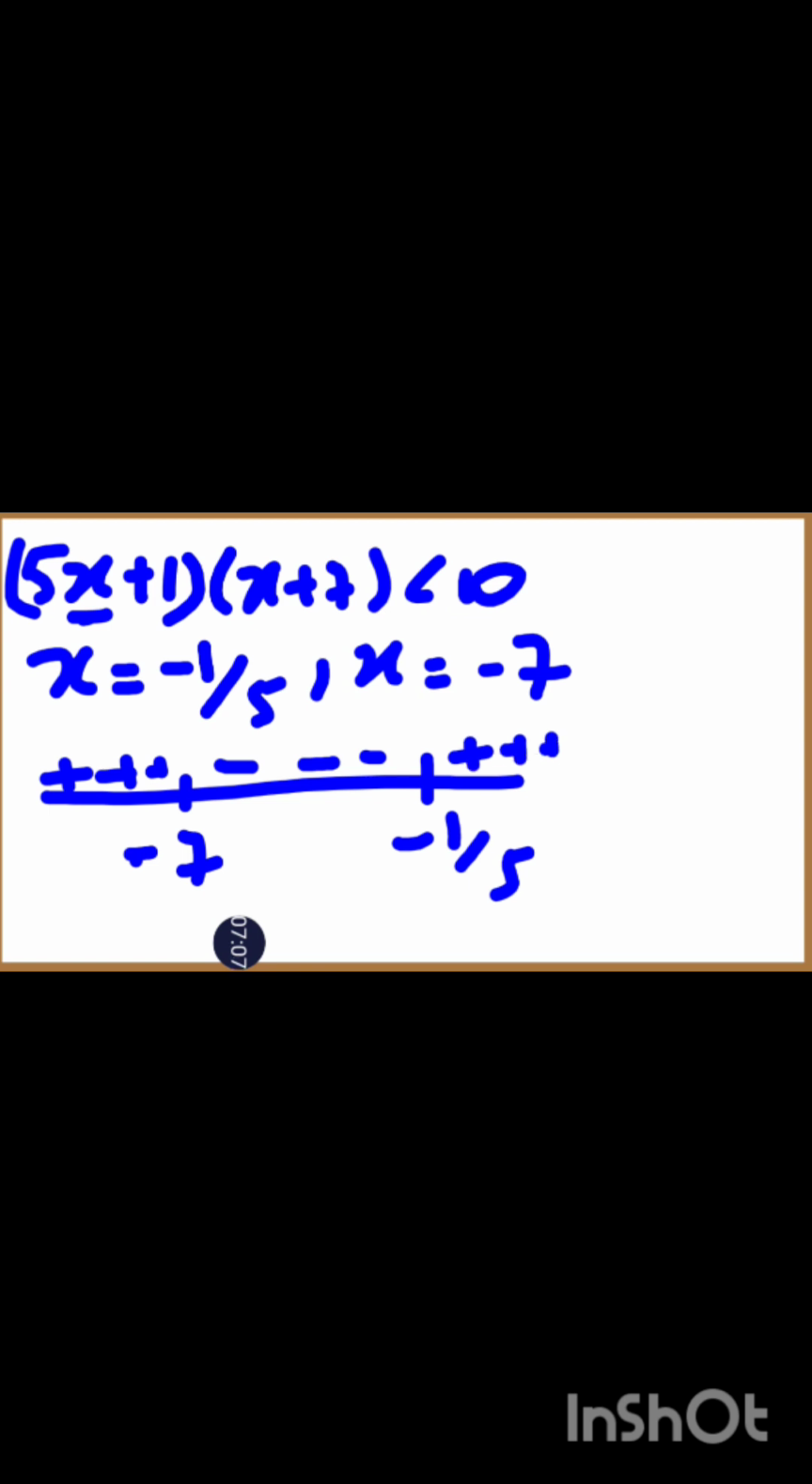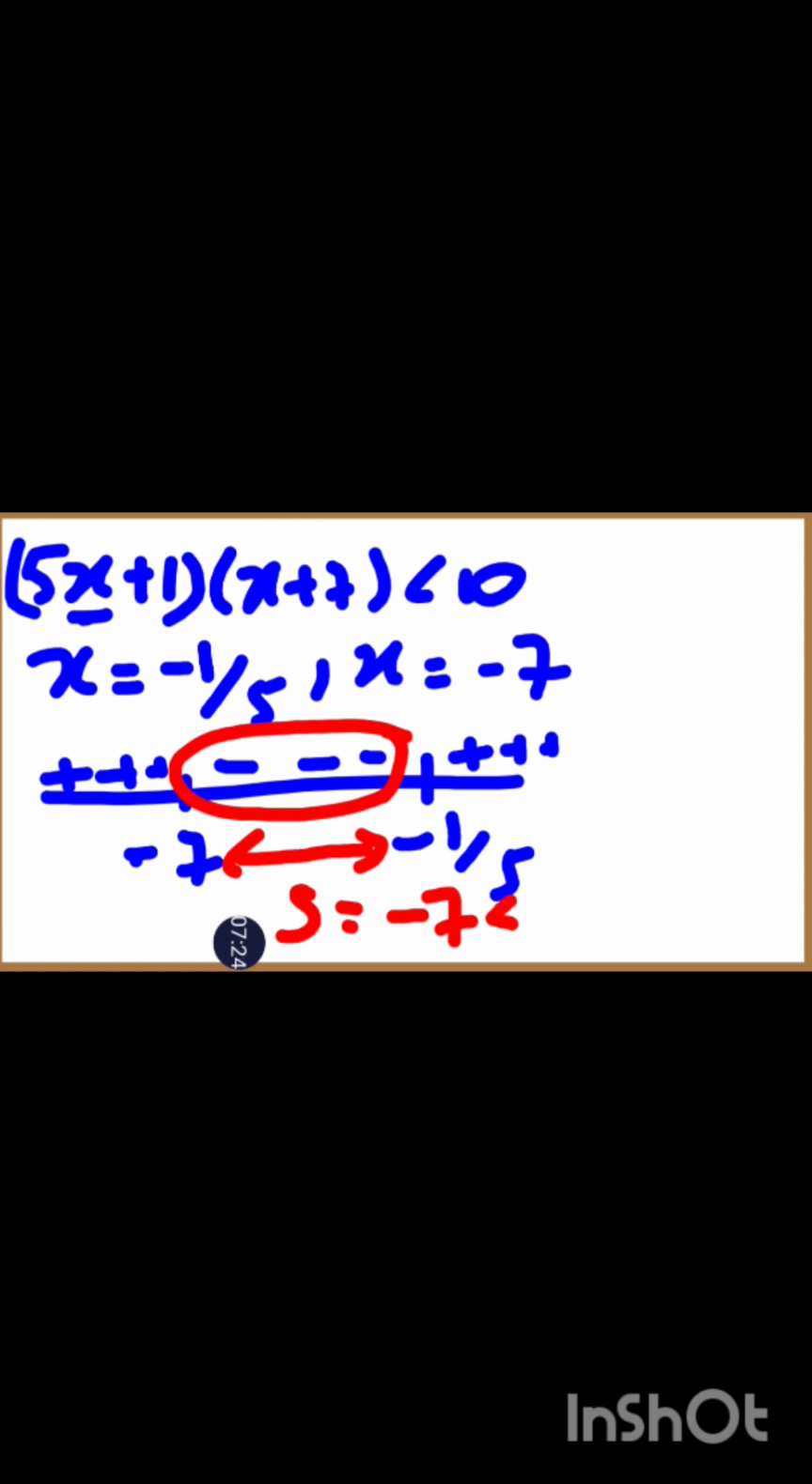So our inequality says less than 0. Less than 0 means negative. So this is where our solution is. And when you have it straight like this, it means between negative 7 and negative 1 over 5. So our solution will be negative 7 less than x less than negative 1 over 5.